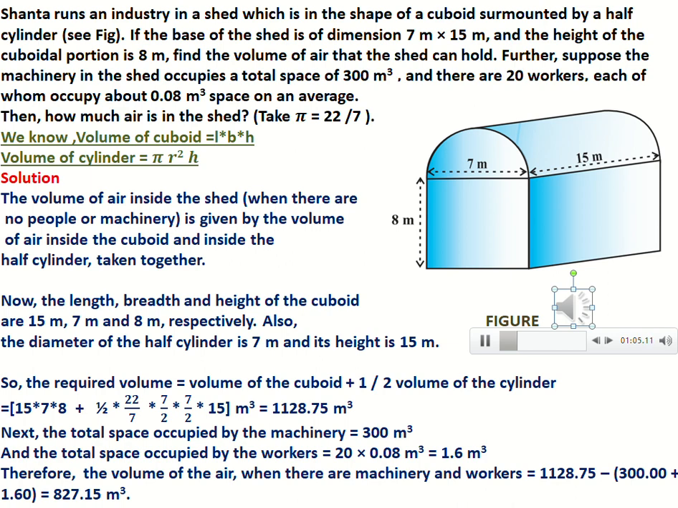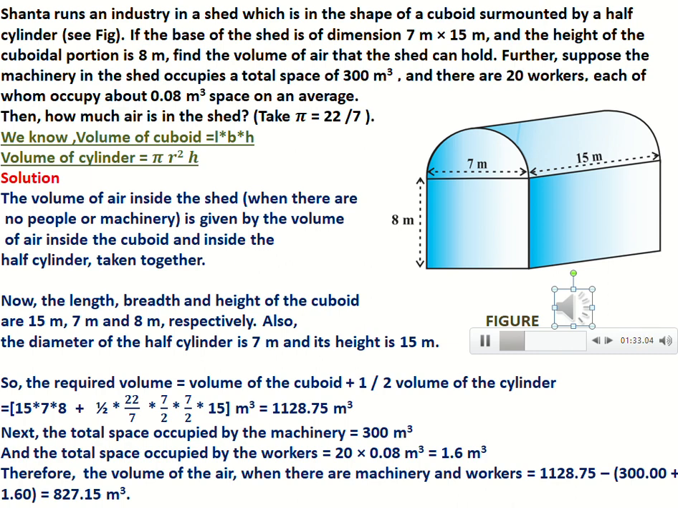So we know that volume of cuboid is length into breadth into height. Volume of cylinder is pi r square h. Now we will go to the figure. There is a cuboid and half cylinder is surmounted on it. So we'll go to the solution now.